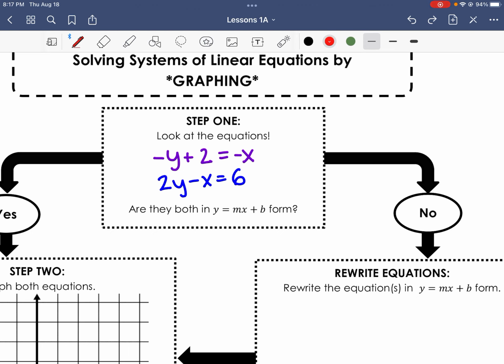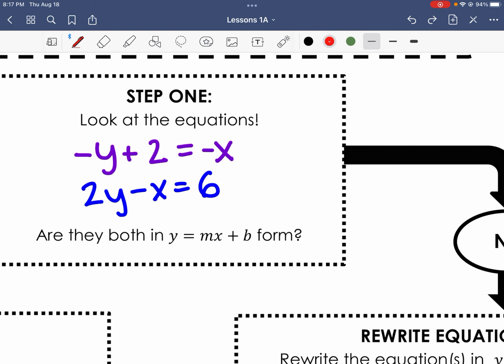Look at the equations. Are they both in y equals mx plus b form? What does that even mean? Well, this means that y is on one side all by himself. So looking at this equation, is y by himself? No, it is not. There is a plus 2 right there. Looking at the second equation, is y by itself? No, it's not. It has this negative x there.